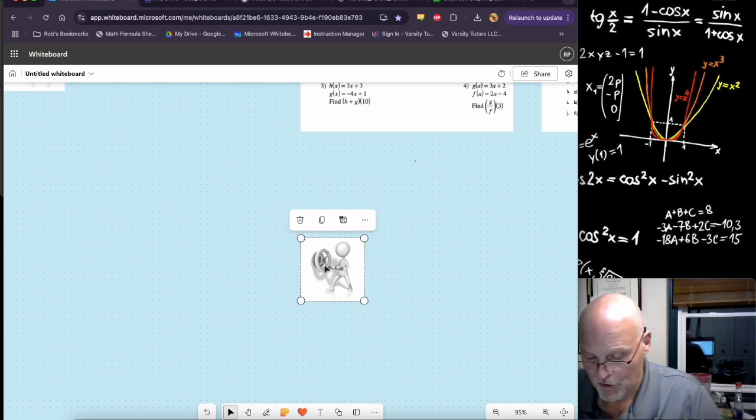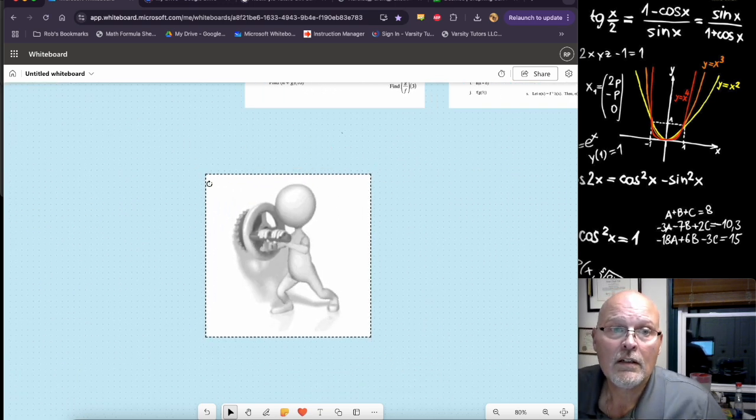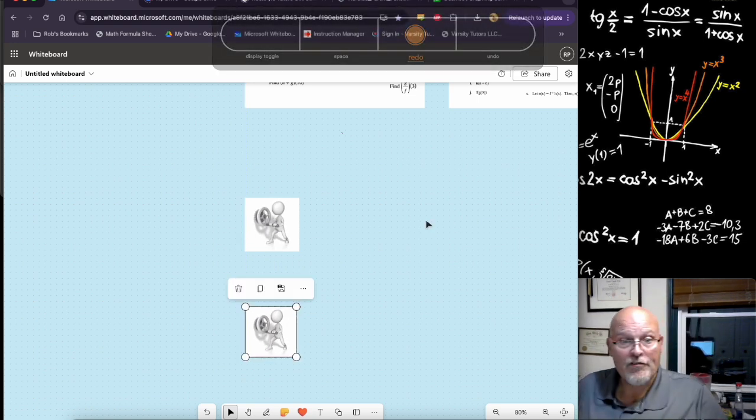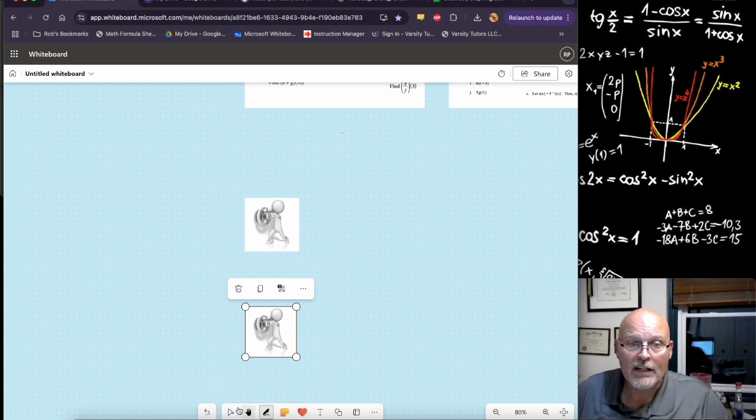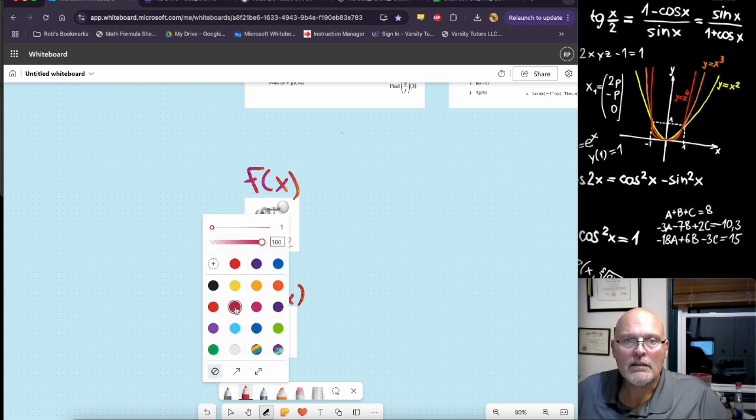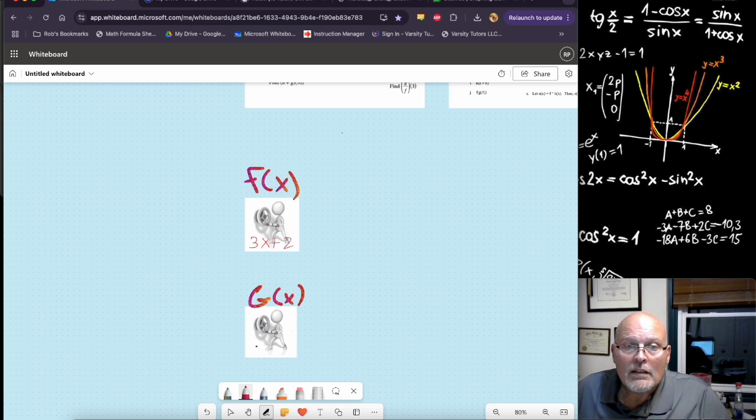Okay, so now we're going to have two functions. Okay, and they are going to be called f of x and g of x. Okay, and these guys are each going to do different jobs. So he's going to be 3x plus 2, and he is going to be 4x squared plus x plus 1. All right, they're both going to have their inputs and their outputs.